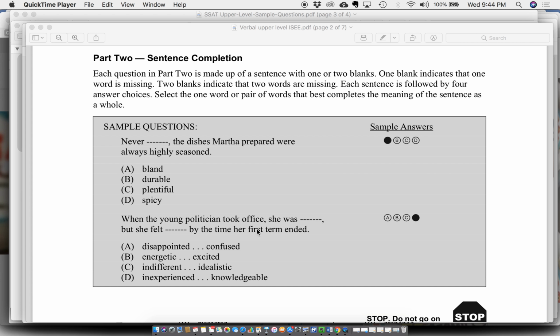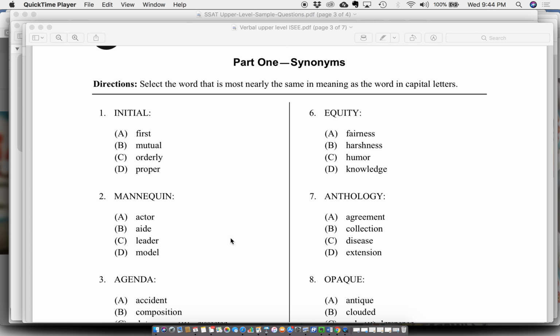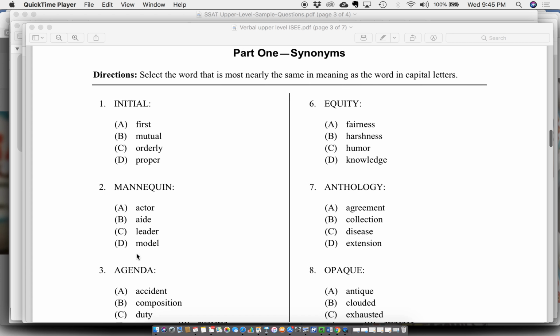So now we look at part 1, synonyms, and again I want to impress upon you the importance of vocabulary study for your children. Take a look at these words. Well, initial might be easy, that's the first one, and of course it means first. Mannequin they are probably familiar with, okay? And so well, what does that mean? But notice that there's a word here that may not exactly fit the way they think about mannequin, being something like a model.